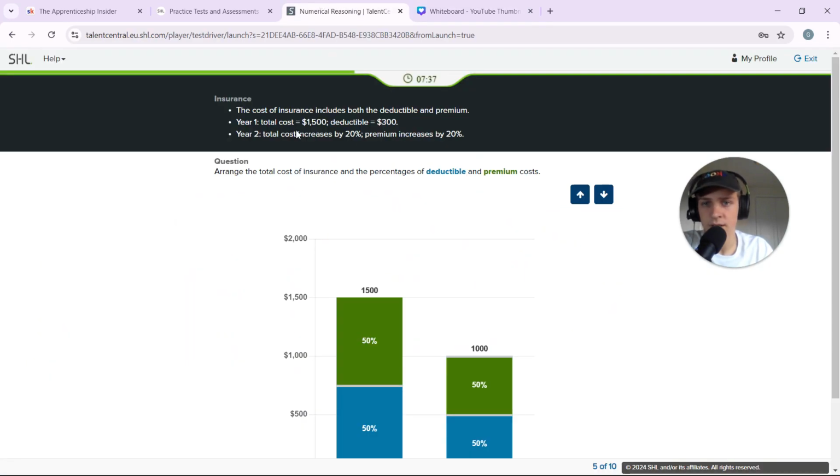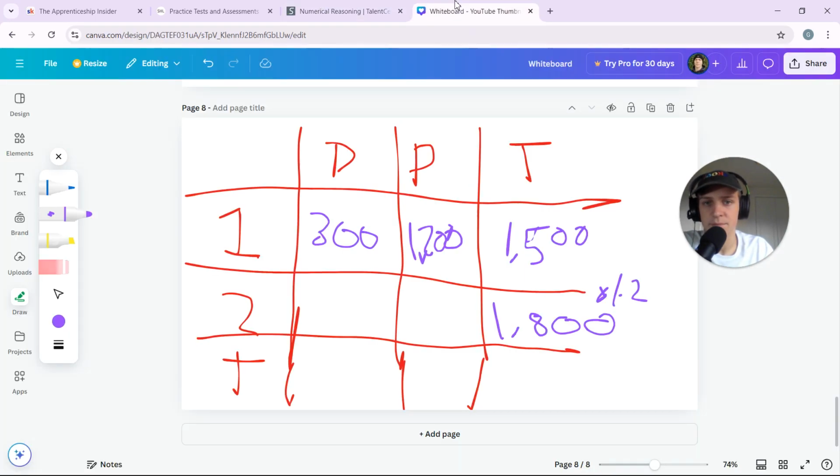Cool. And then premium increases by 20%. So the premium increases by 20%. So 20%, again, you just times this by 1.2. That will end up equaling 1,440. Okay. And then that means we can work out this one because we just minus it. So that'll be 360, I believe. I'll just double check that. 1,440 minus 360, 1,080. Yep.